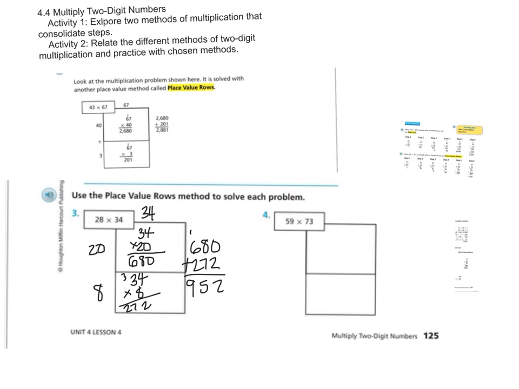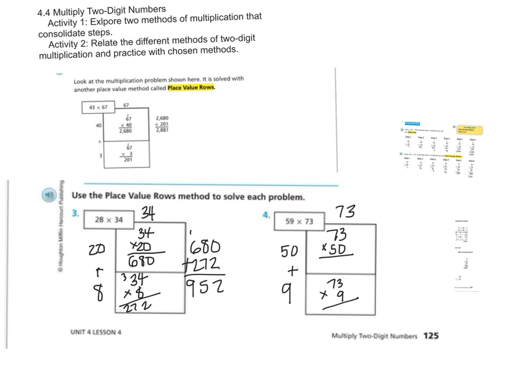And let's look at 59 times 73. I'm going to put 73 here, a 50, and a 9. Now, the major difference between place value rows and place value sections is here you're only multiplying twice. In the sections method that we did earlier today, you were multiplying 4 different times because you're splitting up the second number. But here we're keeping that second number times the tens and the second number times the ones.